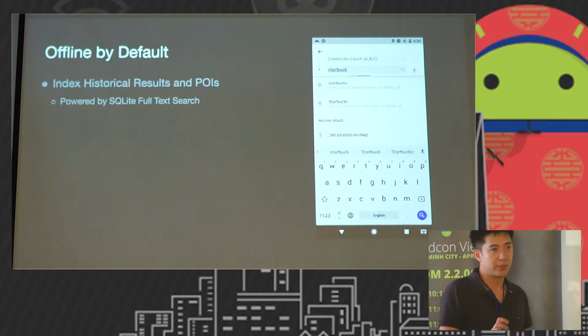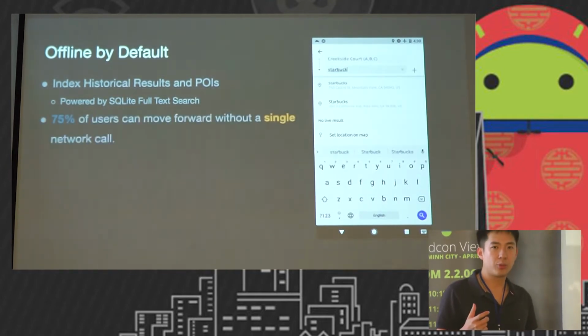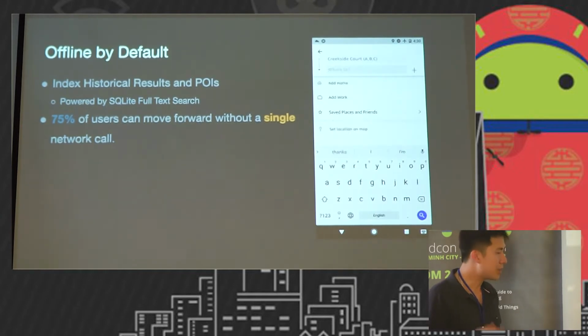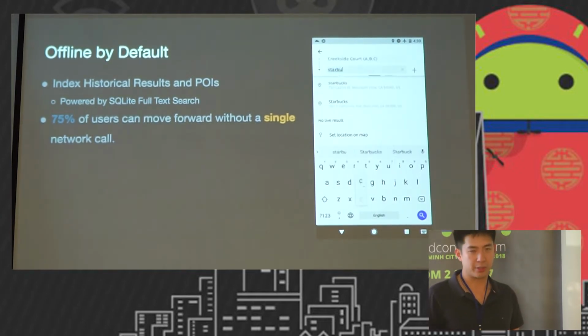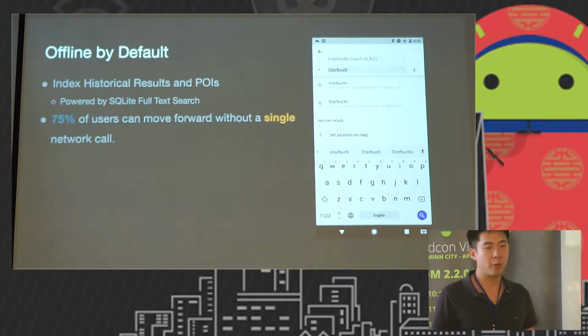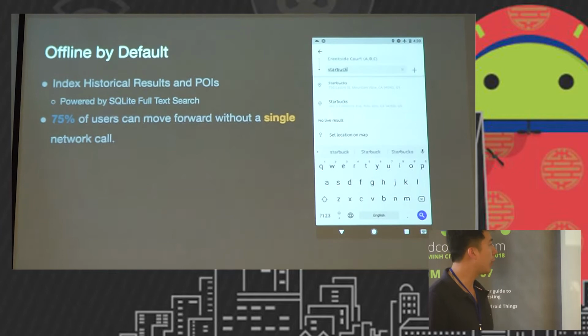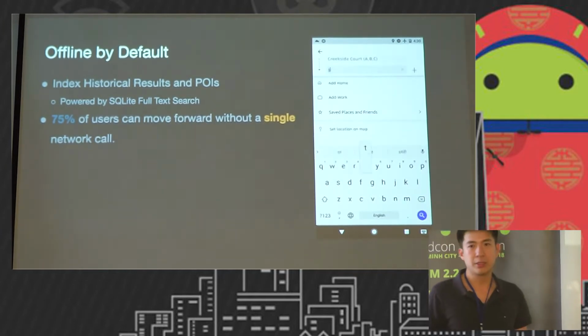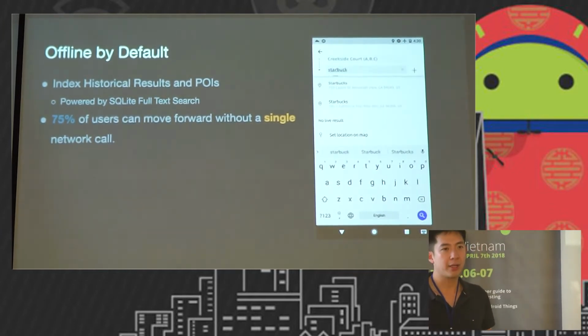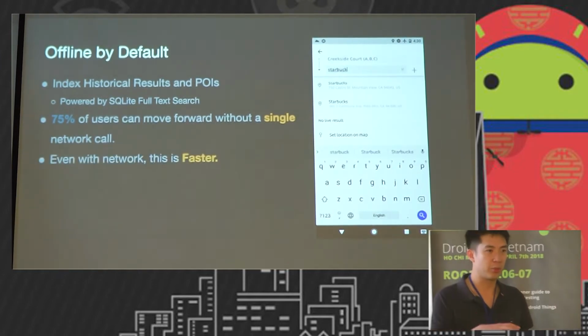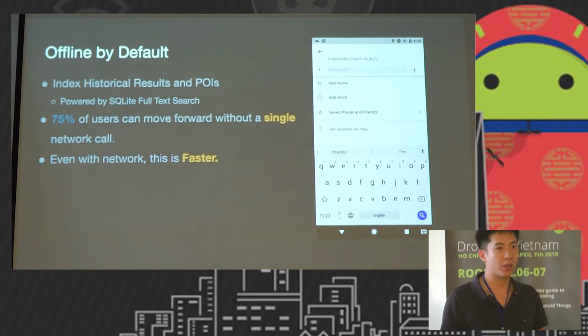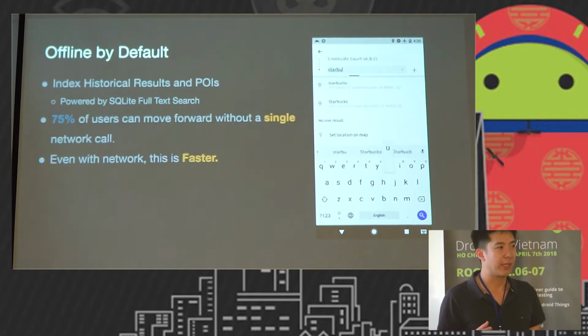After we rolled out this feature, what we found staggering was that 75% of users move through the whole flow without making a single network call. Even though we built this feature initially for users on slow networks, it turned out that every single user actually loves it, and they use it more. Even when we have a network, like 4G, users still prefer this experience because it's faster.